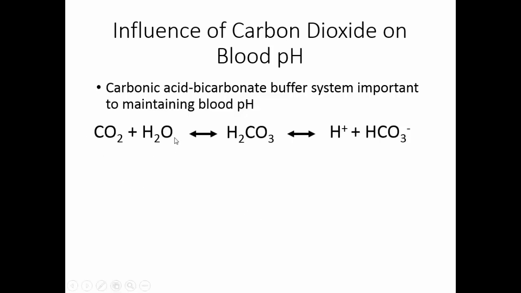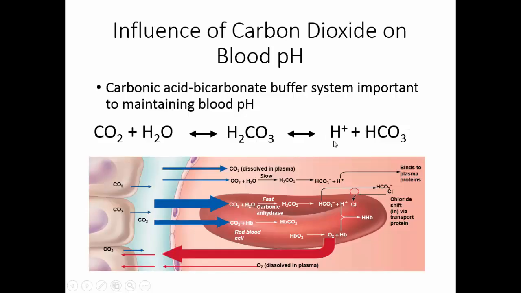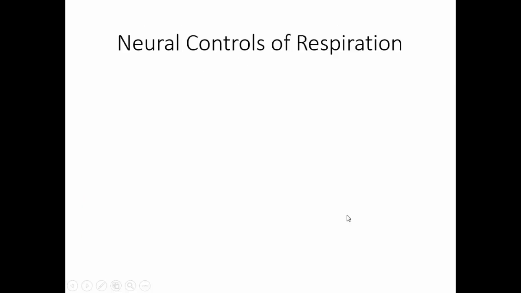Because carbon dioxide and water can be made into this weak acid, which just minimally breaks down to hydrogen ions and bicarbonate ions, and they'll go back in the other direction so we can get carbon dioxide, we always have just a small amount of hydrogen ion being produced by this reaction. And you can see that the hydrogen ions either bind to the plasma proteins or they stay in the red blood cell.